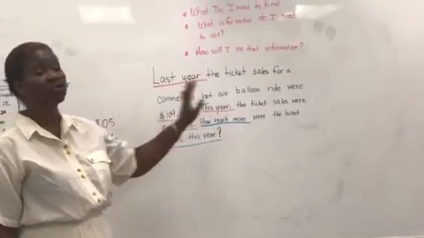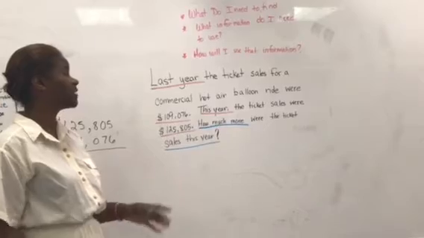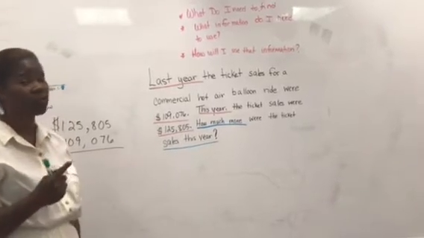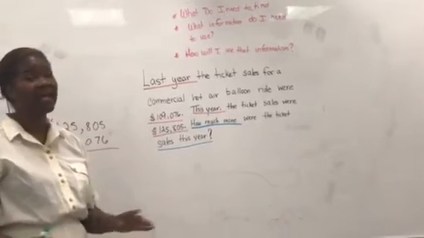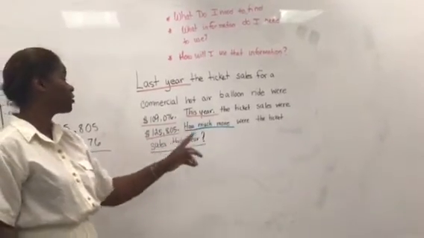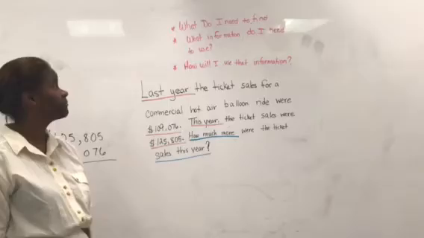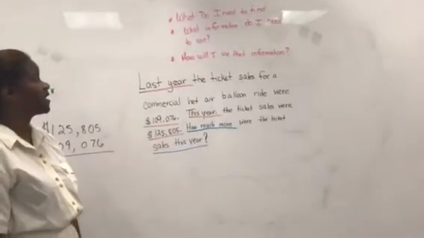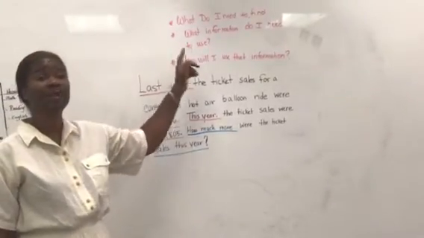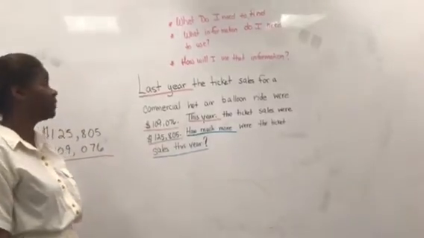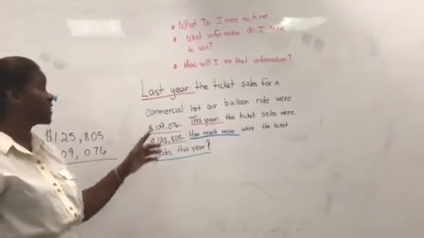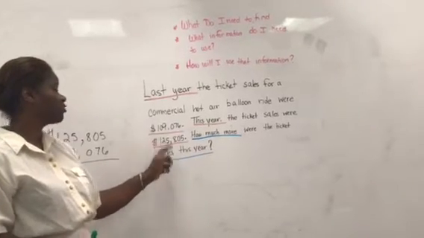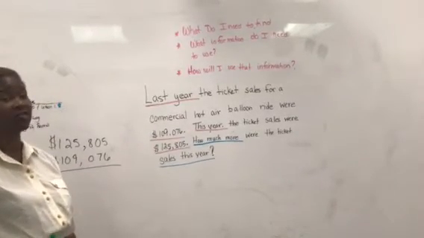In order for us to be able to solve this problem, we need to look at key terms that have already been highlighted. First of all, we need to ask ourselves, what do I need to find? That is highlighted in blue. How much more sales this year? The next thing we need to ask ourselves is, what information do I need to use? Well, last year, $109,076, and this year's sales at $125,805.